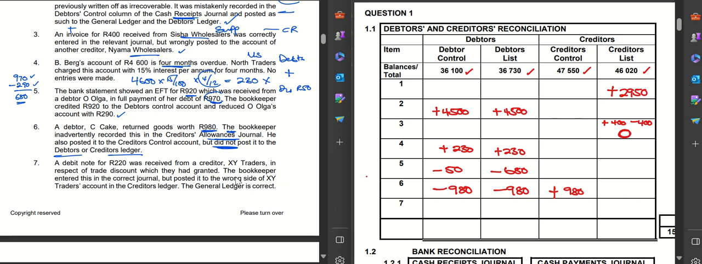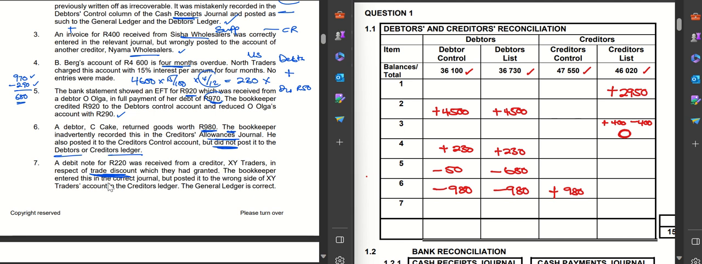Let's go to number 7 now, which is the last one. It says a debit note of 220 was received from a creditor. So it simply means we returned goods to a creditor, XY Traders, in respect of trade discount. Okay, so this is not because we returned goods. This is in respect of a trade discount. My bad. This is a debit note in respect of a trade discount, which they had granted. They had granted us a trade discount.